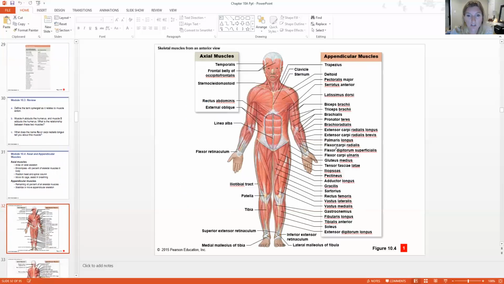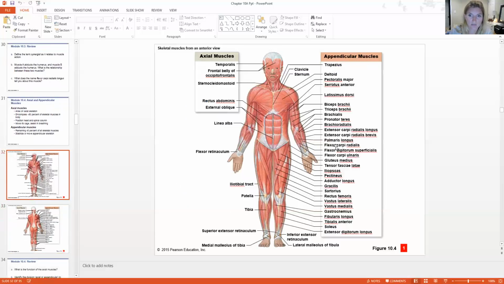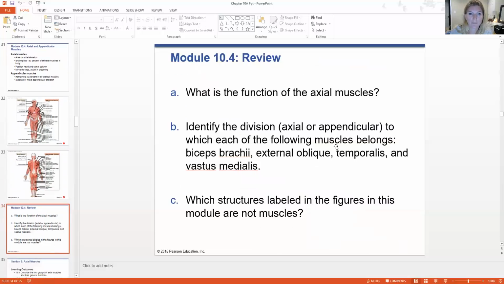These are the anterior superficial muscles. Of course, you take off some layers and you'll get to some more muscles. Here's the posterior view. Pretty sure all of these on these 2 pages are definitely ones that you have to know. And there's some other ones as well. So you can pause the video here, go back and review.